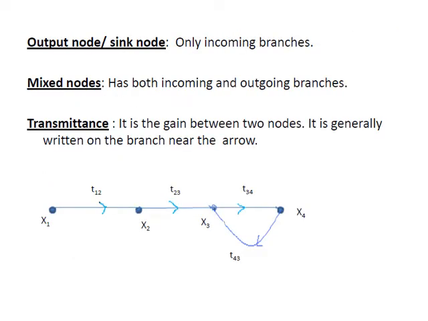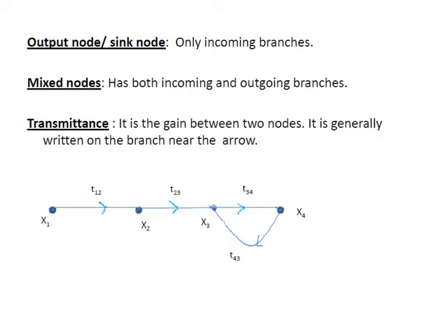Next is the sink node or output node. The node having only incoming branches is known as a sink node or output node. In this example below, x4 is an output node or a sink node, which has only incoming branches, no outgoing branches.